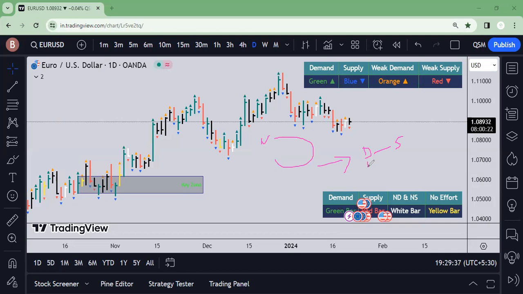What is demand? Can anyone answer? Evergreen, Jaya, Mr. Asif. Demand is a rise in demand higher than supply, and price goes up.